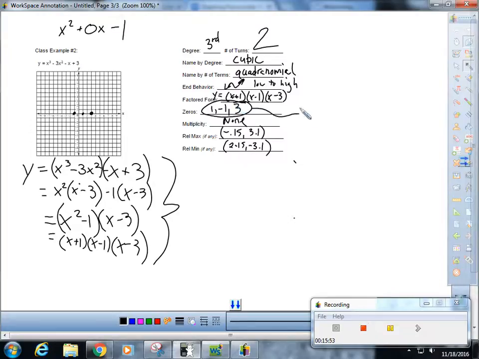Now, once you knew that these were your zeros, then hopefully you can understand from what we've done in class that we would write this as y equals x minus 1 times x plus 1 times x minus 3. And that's the factored form. That's how you can use your graphing calculator to factor it. Got it? Boom!